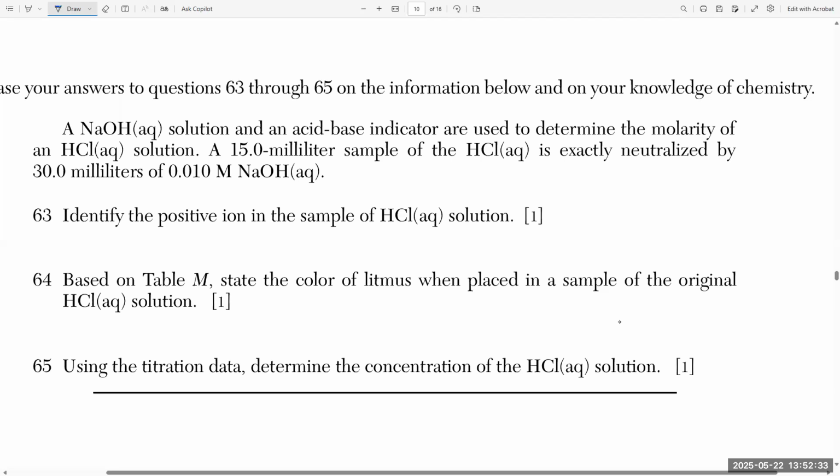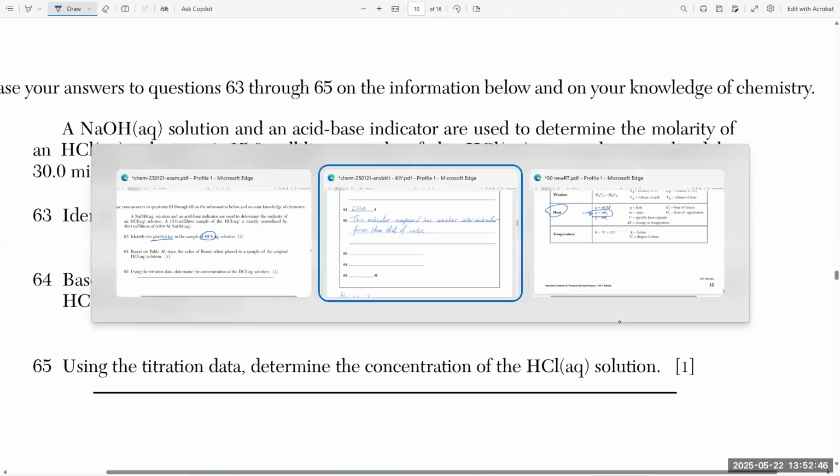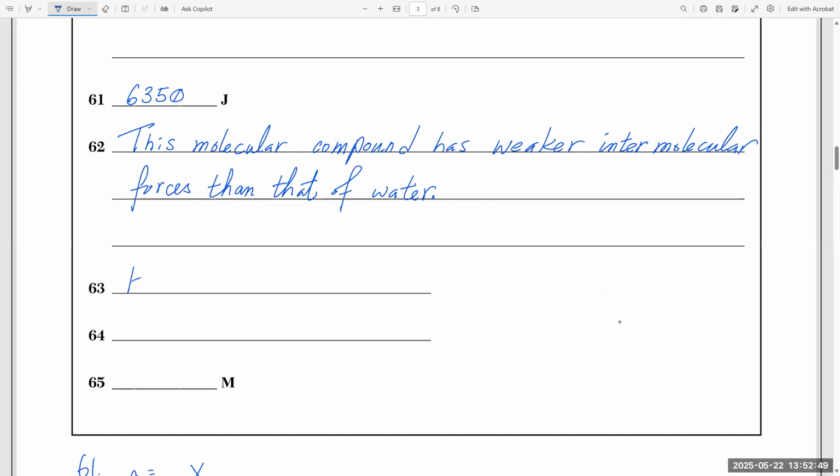Now, before you all freak out and be like, oh my God, this is acid base, right? You realize 63 has nothing to do with acid and base. It's literally asking you to identify the positive ion here, right? And what do we know? This one, you got to know how to answer that, right? It's hydrogen, H plus, right? Hydrogen ion.